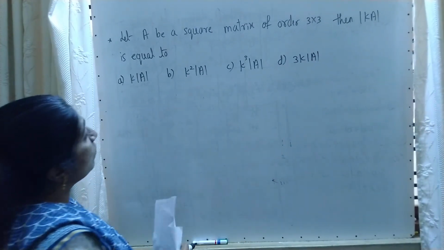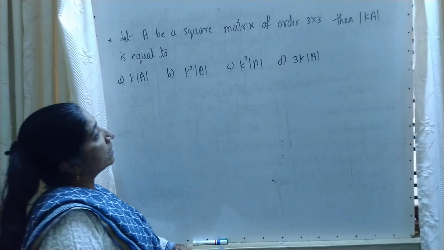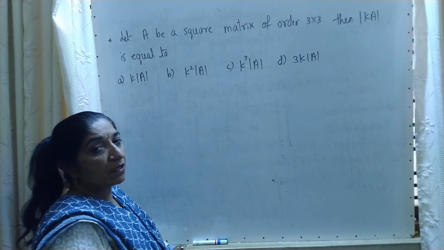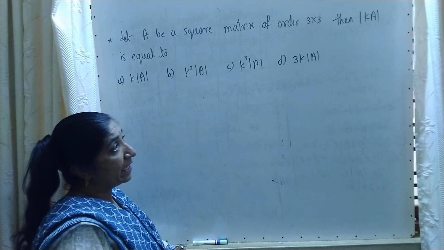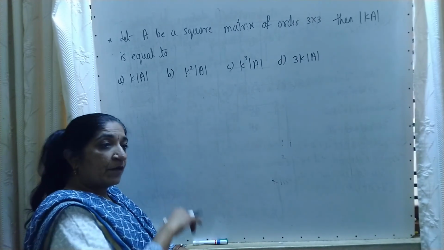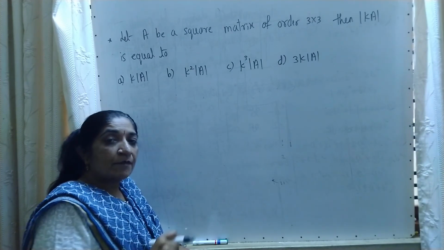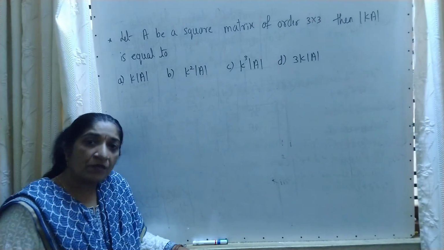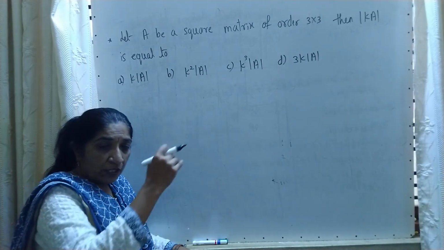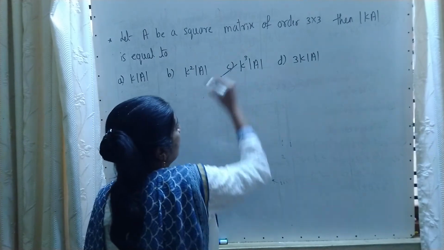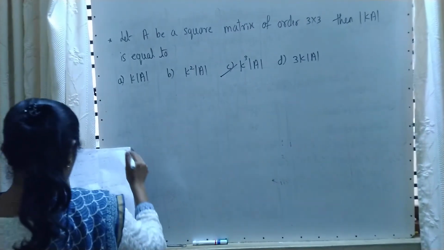See, A is a square matrix of order 3 by 3. Then K into A means we are multiplying all the 9 elements. If you are taking a determinant, K is common from the first column, second column, third column. That means how many K did you take common? We took 3, either from all the 3 rows or from all the 3 columns. So the answer is the third one. Next.